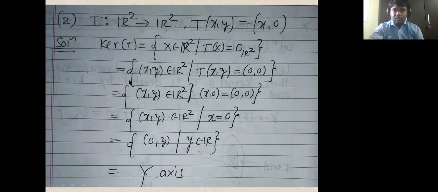That is xy. If I write capital X as x comma y, so capital X, that is x comma y, belongs to R2 such that T of x comma y equal to 0 comma 0. Now apply the definition of T here. So that is equal to the collection of x comma y belongs to R2 such that x comma 0 equal to 0 comma 0.